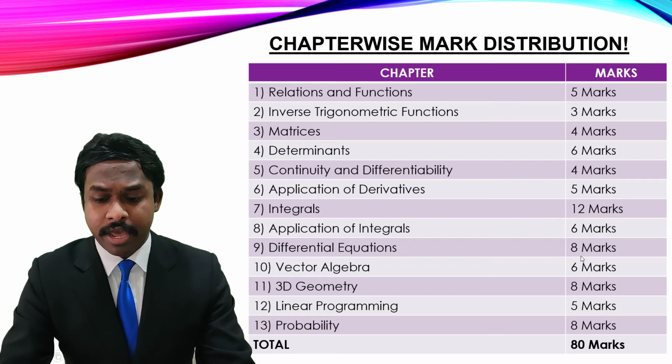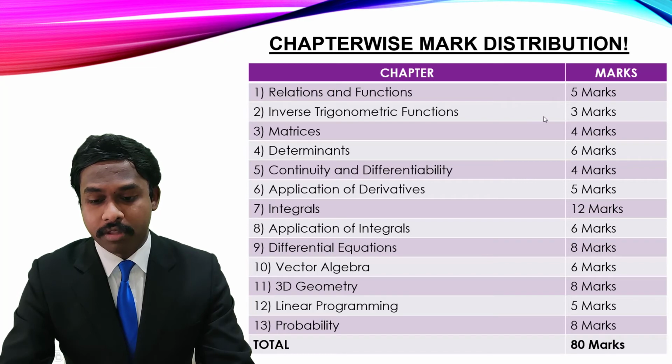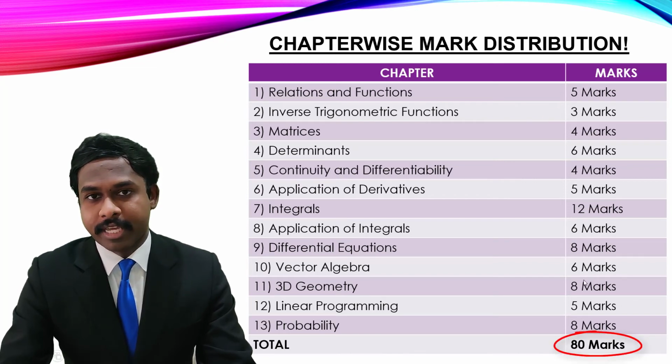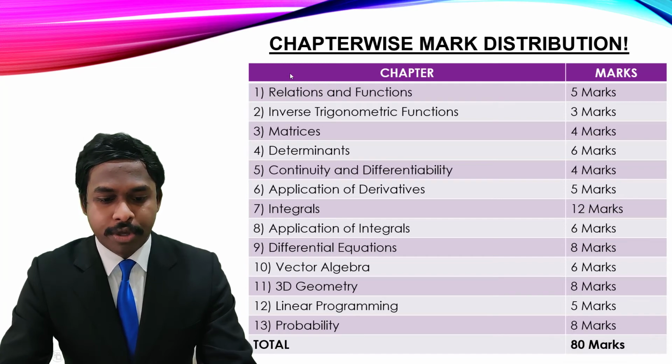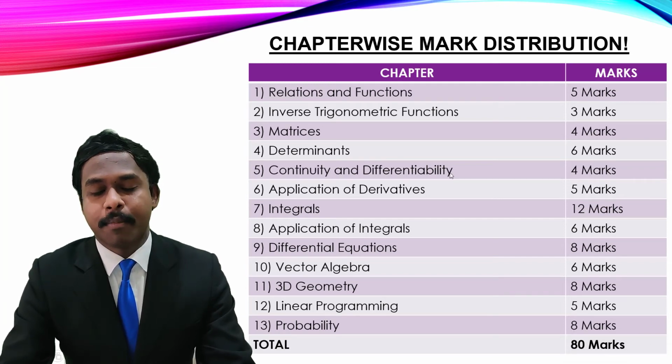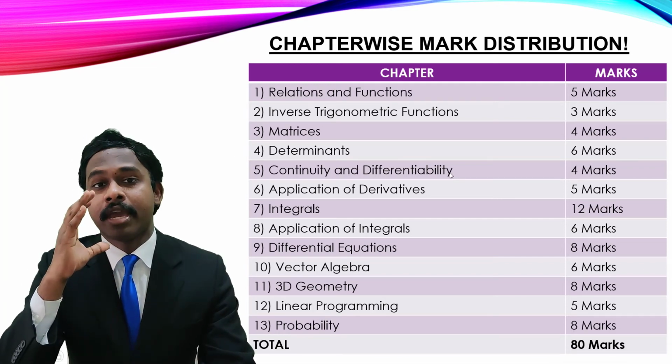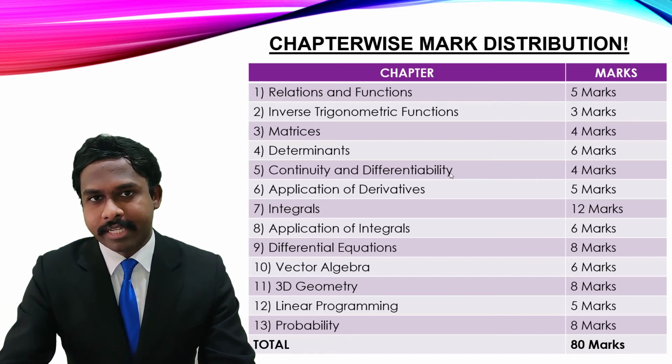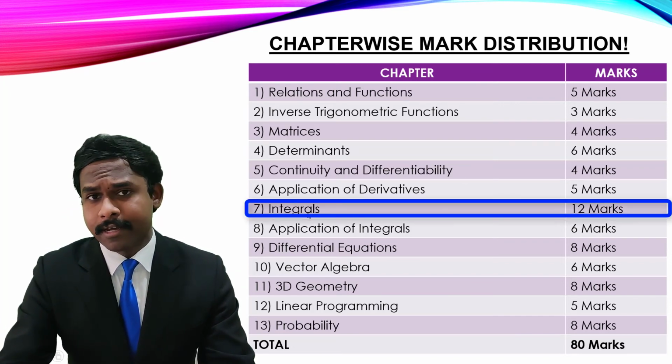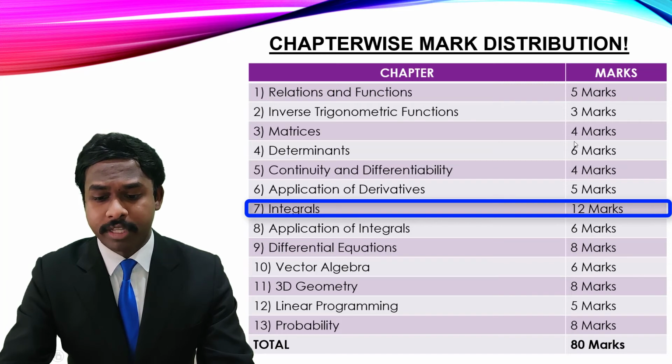Differential equations is 8 marks. Vector algebra is 6 marks. Three-dimensional geometry is 8 marks. Linear programming is 5 marks. And probability is 8 marks. So if you add all of these, you will get 80 marks in the CBSE Class 12 Mathematics subject. You have to understand that this is the mark distribution for each and every chapter given in the NCERT textbook. You have to concentrate on integrals because it carries 12 marks for the board exam.